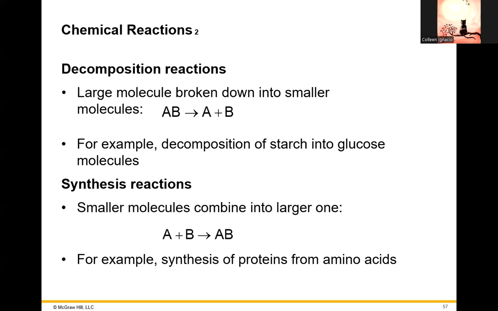Synthesis reaction, we are building, we are synthesizing. So the A and the B that we had, when they go through this synthesis reaction, they are building, and it's no longer A plus B, we have AB as the product, okay? An example of this synthesis is building proteins from amino acids.